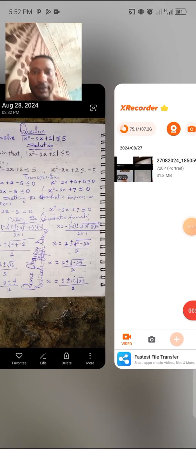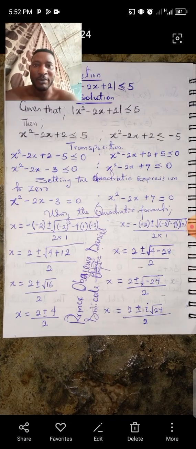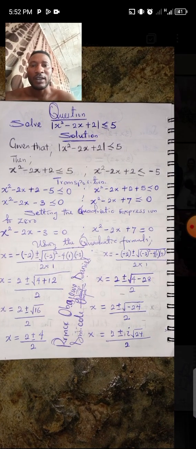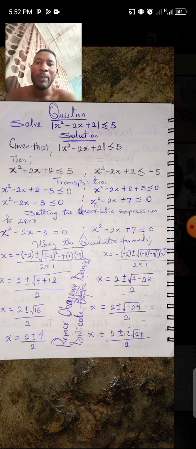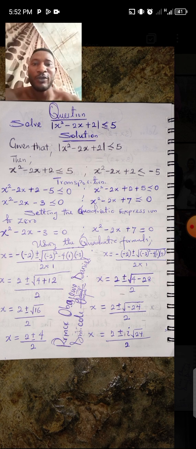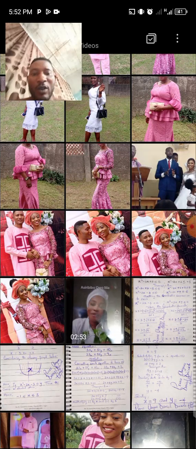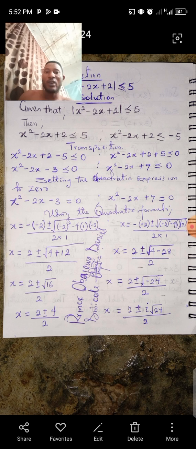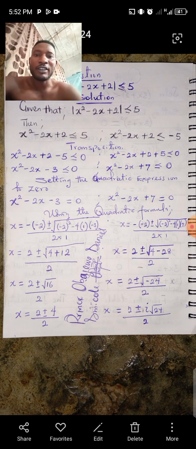So let's start the solution to a problem that says solve the modulus of x squared minus 2x plus 2 less than or equal to 5. So we can call this kind of question a quadratic inequality. That is the modulus of quadratic inequality.